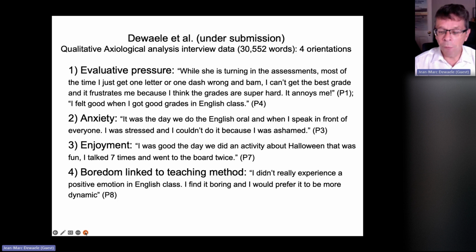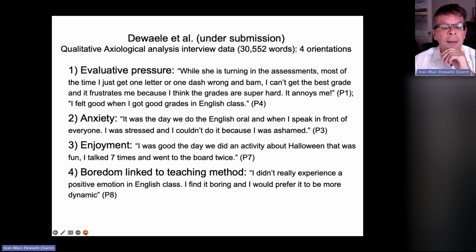We also had a qualitative part in the study. We interviewed the students, collected over 30,000 words, and the axiological analysis revealed four different orientations. The first one, evaluative pressure. So these students were complaining that there was so much pressure to perform well in tests, and that it stressed them, it created anxiety, trying to get the best grade, and then getting good grades is super hard. But getting good grades is very rewarding.